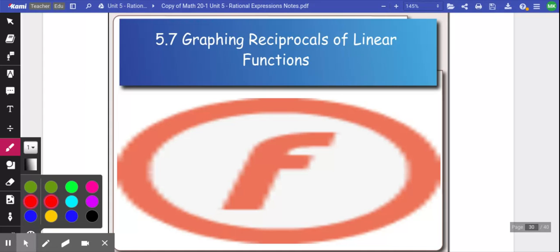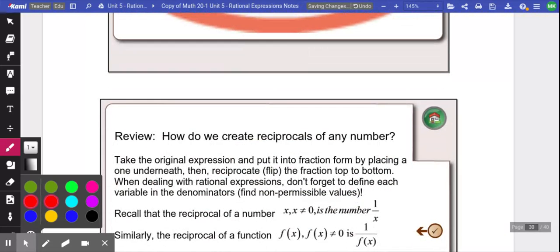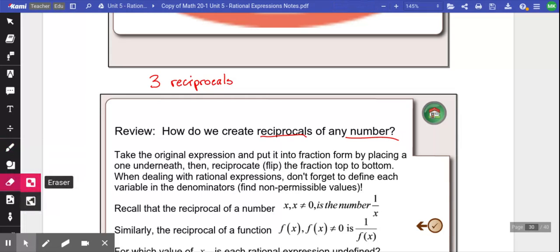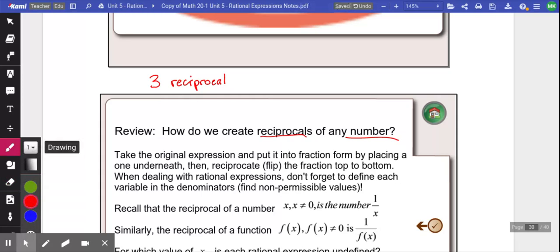Reciprocal function. What the heck is a reciprocal function? Well, you've heard that name before, but as reciprocal numbers. I believe a long time ago, you probably would have talked about reciprocal numbers. But if you take a regular number, say like 3, the reciprocal of 3 would be 1 divided by 3.